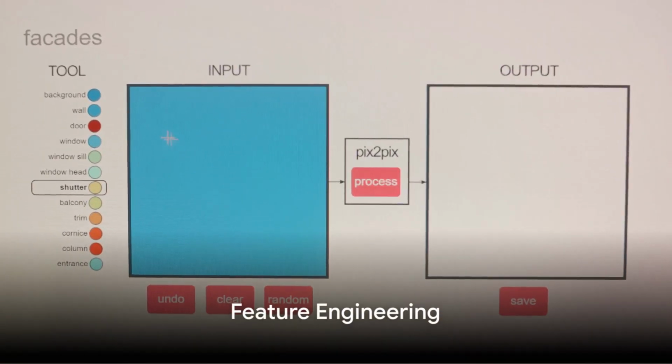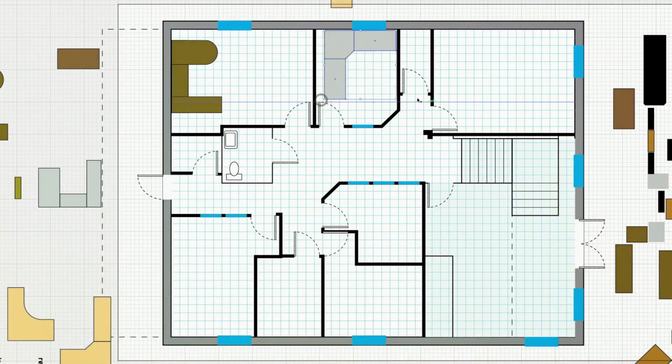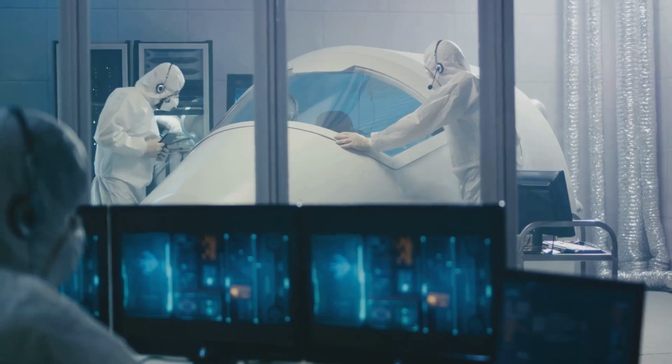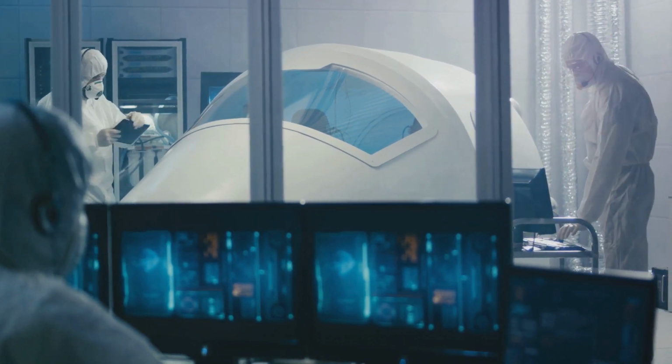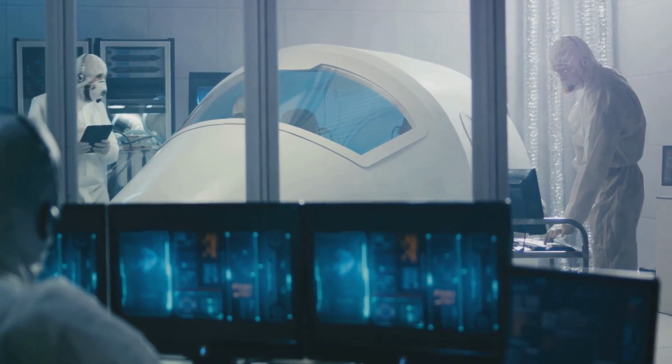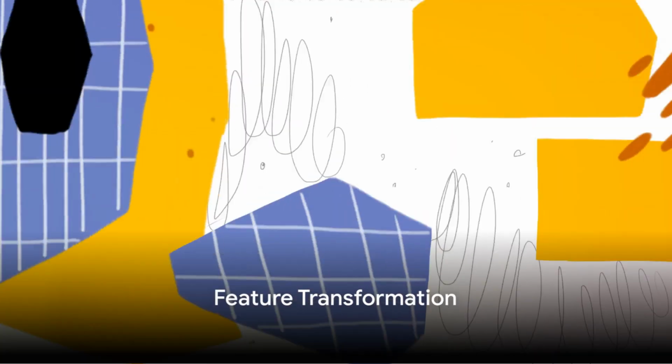Next comes the step of feature engineering. This is the process of creating new features from existing ones. For instance, from the area of the house and the number of rooms, we could engineer a new feature, the average room size.